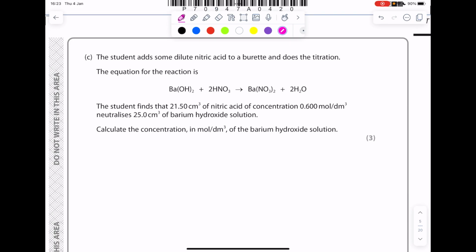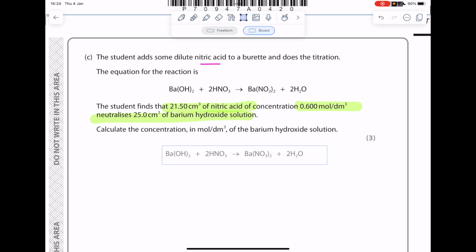The student adds some dilute nitric acid to the burette and does the titration. The equation is this. The student finds that 25.5 centimetres cubed of nitric acid with this concentration neutralises 25 centimetres cubed of barium hydroxide. Calculate the concentration of barium hydroxide. Right, this is how we're going to do this. This is a nice straightforward titration calculation. Let's get ourselves set up.